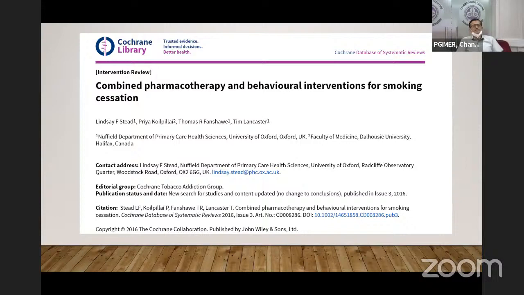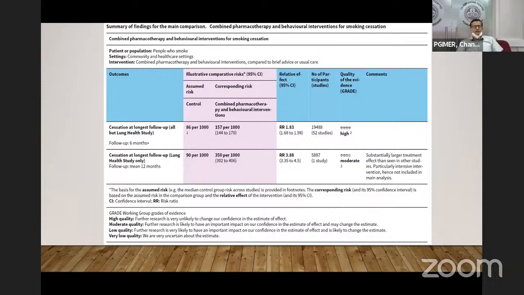This is an example of combined pharmacotherapy and behavior intervention for smoking cessation. Here you can see that they have given the pharmacotherapy and also the behavior intervention for smoking cessation. In this systematic review, they took two outcomes: cessation at the longest follow-up at 6 months, and cessation at the longest follow-up at 12 months. You can see the effect at 6 months and at 12 months, and the RR is higher at 6 months as compared to 12 months. So it is up to you to set a priority for the time duration of your outcome and which combined therapies you are comparing.